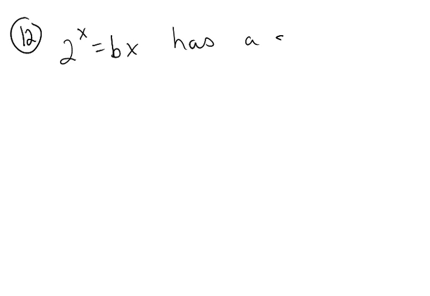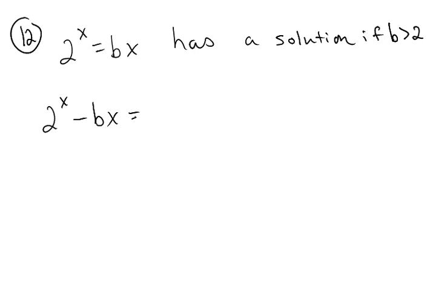Okay, section 2.8 number 12 now says we need to show that 2 to the x is equal to bx. We need to show that it has a solution if b is greater than 2. Okay, so what we can do then is we can say 2 to the x minus bx equals 0.